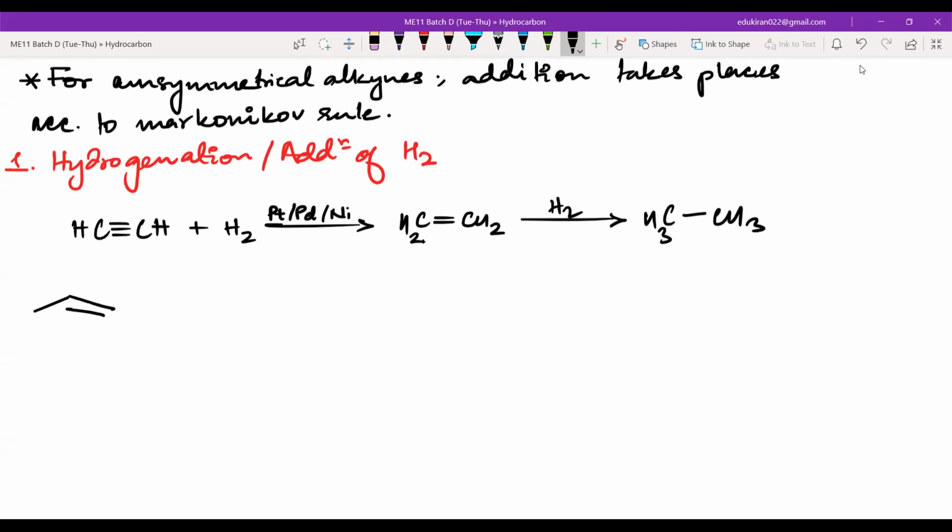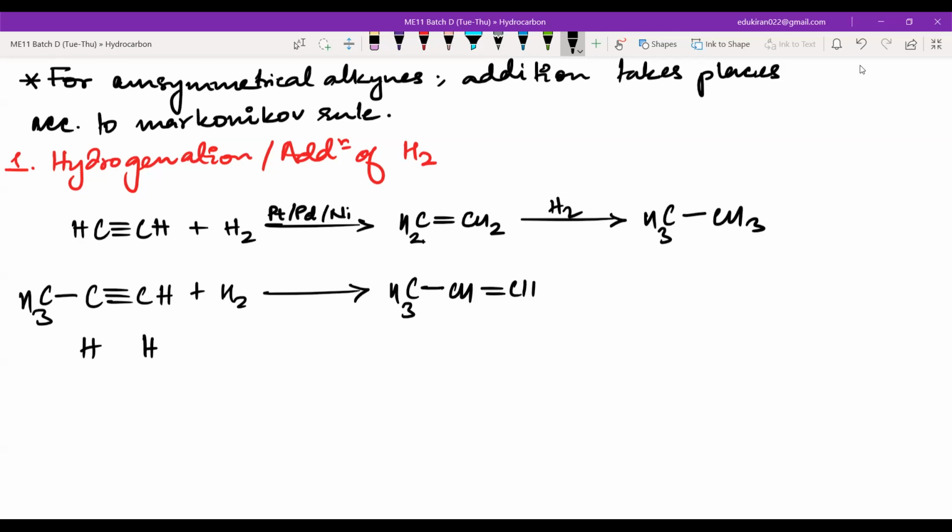So if you have, let us say, propyne, not propene, you'll be having CH3 single bond C triple bond CH plus H2. It doesn't matter where the hydrogen is getting bonded, because both of these carbons only have hydrogen, we don't have anything else. That is why you can add it to any of these carbons. This will give CH3, CH double bond CH2. Then again, if you add H2, you will get CH3 single bond CH2 single bond CH3.